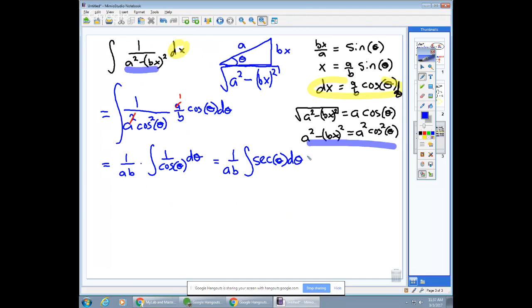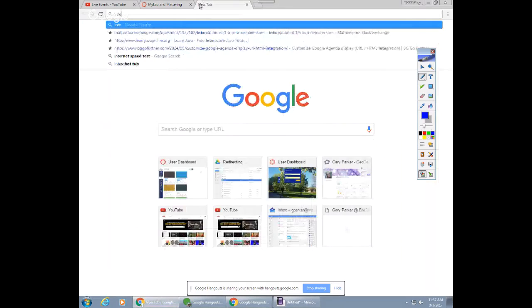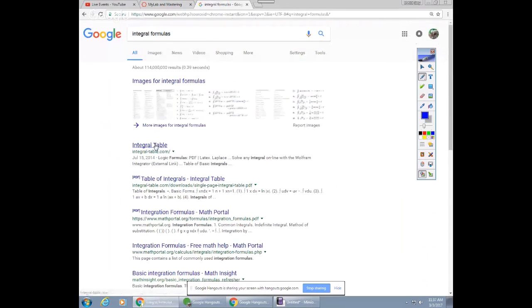Anybody remember an antiderivative for secant? I think it's natural log of secant plus tangent. Double check. Integral formulas. You got it written there?